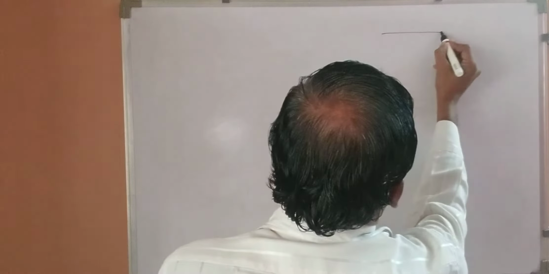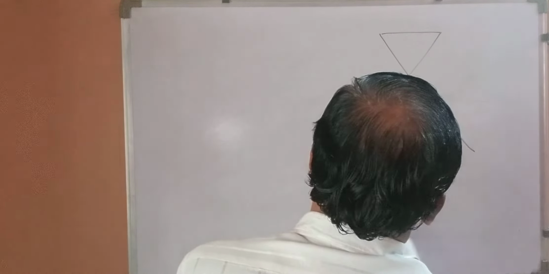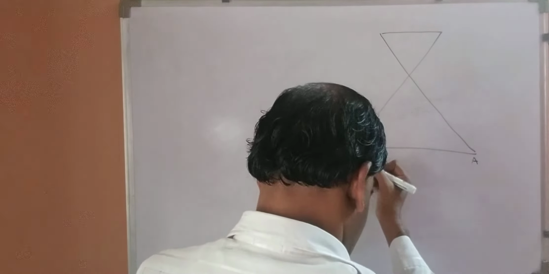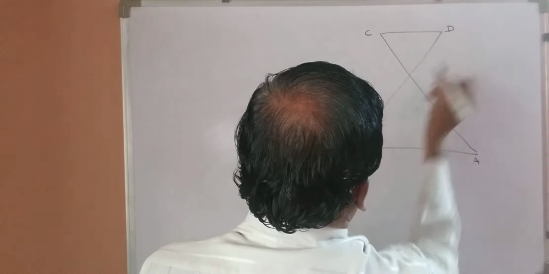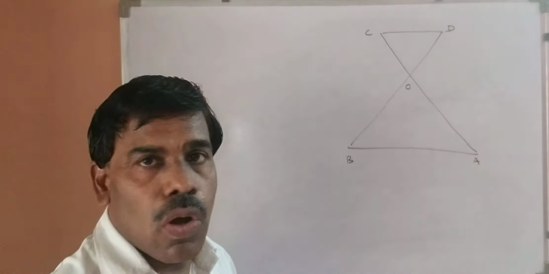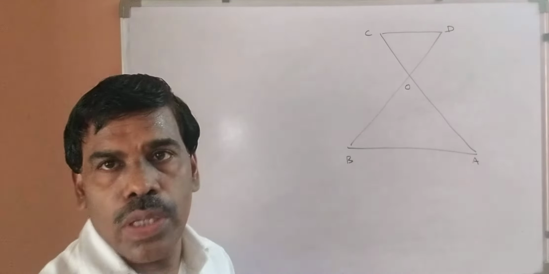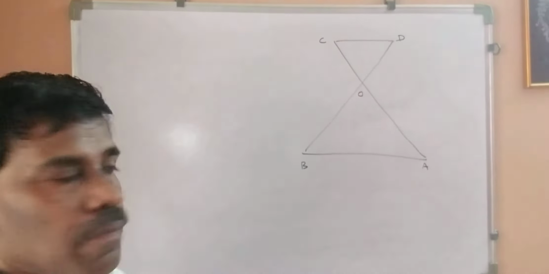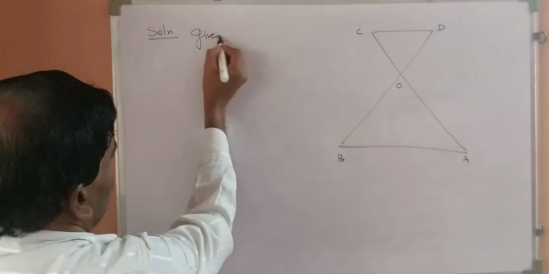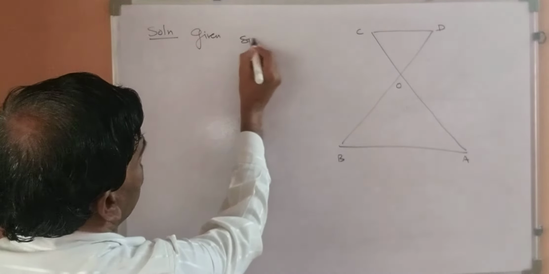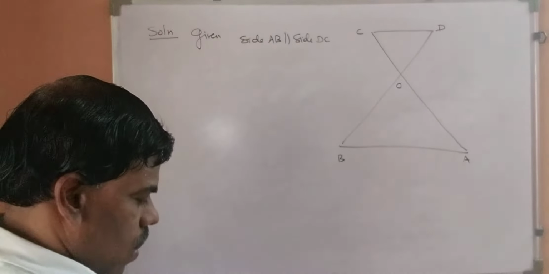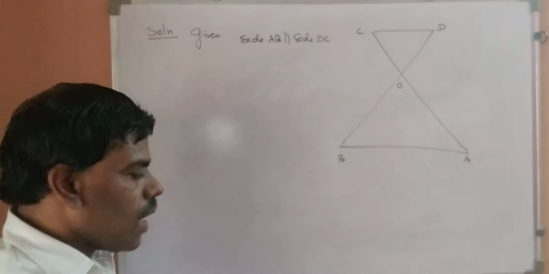So, there is a trapezium. First of all, we will write: trapezium means one pair of opposite sides are parallel. Okay. So, solution. What is given? Side AB is parallel to side DC. Now listen very carefully.